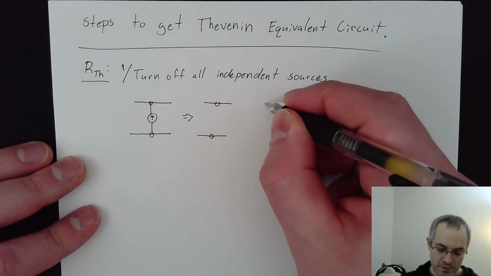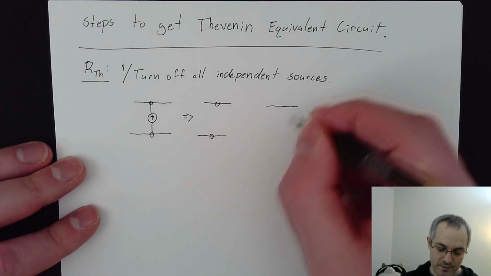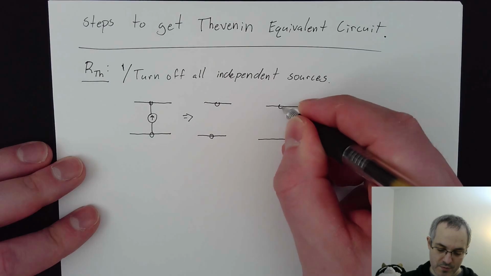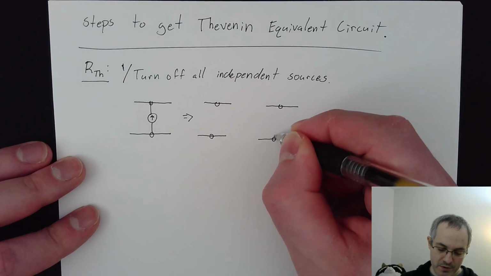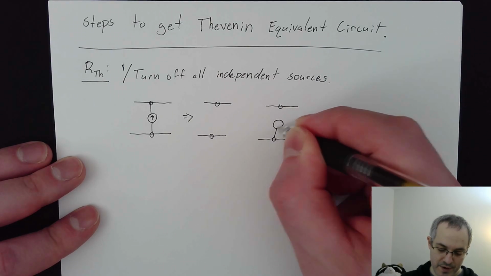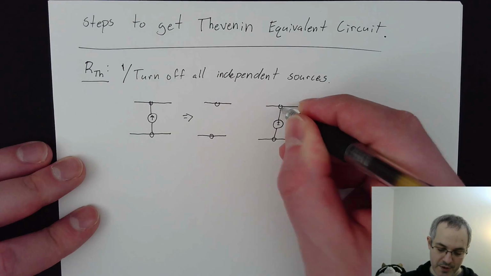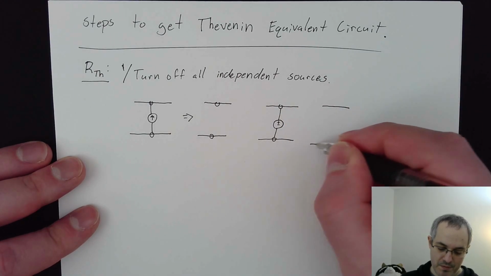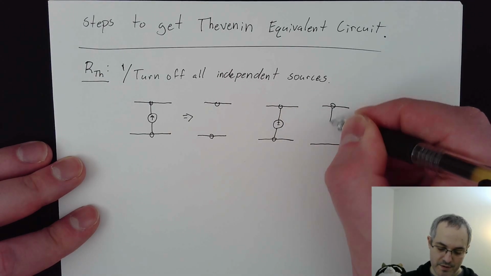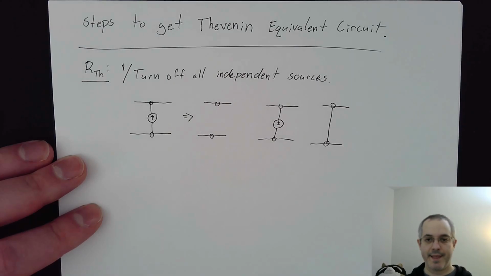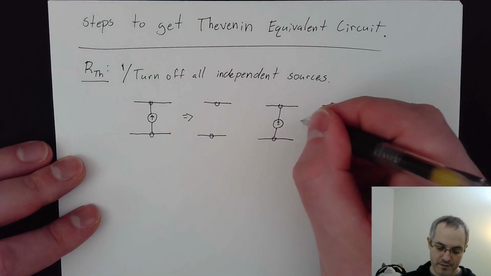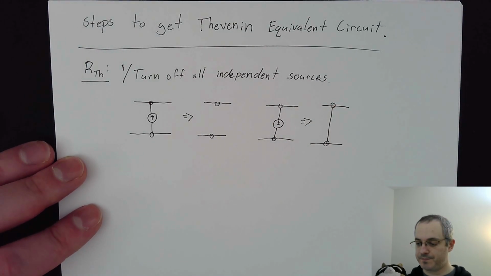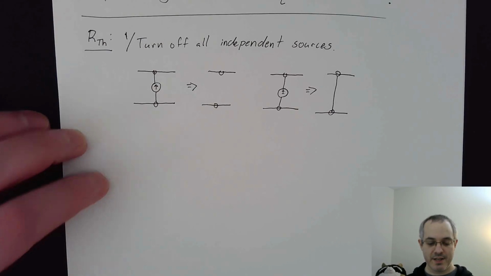For your voltage source, remember how to turn that off? The voltage source creates a voltage difference, right? How do we make sure that the voltage is the same? Good old wire. That's how you turn them off. And it's going to be only the independent ones.